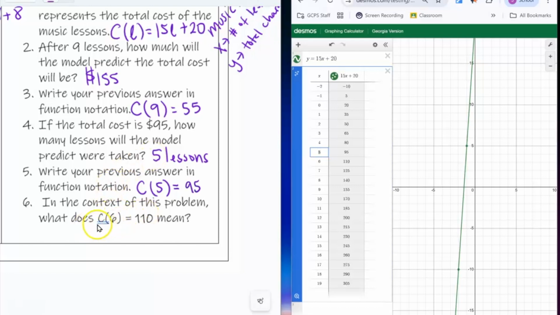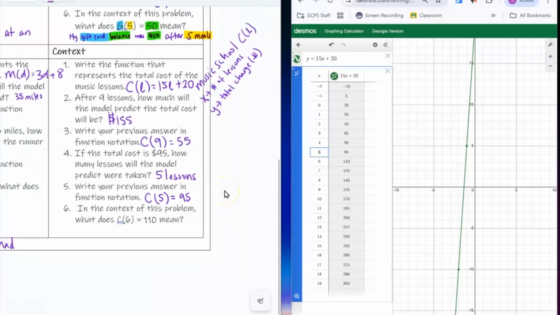In the context of this problem, what does C of 6 equals 110 mean? All right, so I have everything written out here. I just need to put it in a sentence. And I think we've established now that Y is really hard to start with. So I think I'm just going to make a rule of thumb. Let's always start with X. So after 6 lessons, the music school charged $110. After 6 lessons, it cost $110 at the music school. Right? The music school charged $110 after 6 lessons. The music school gave 6 lessons at a charge of $110.